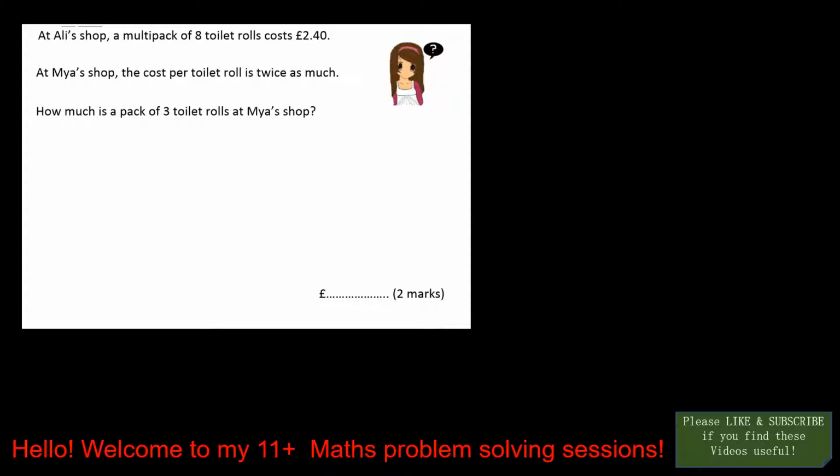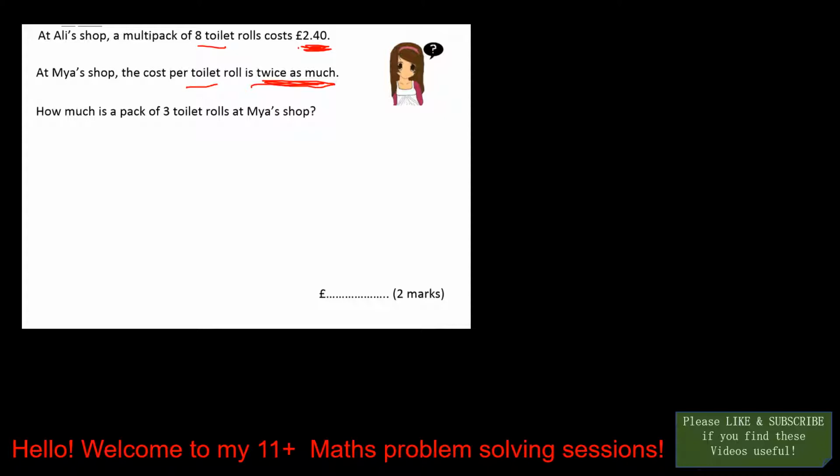The thing I wanted to point out here is the twice as much part. This twice as much means it is twice as much as £2.40. So we are saying here that 8 toilet rolls cost £2.40, and at Mia's shop 8 toilet rolls will cost twice as much, so twice of 2.40. So how much will 3 toilet rolls cost? That's how we will work it out.